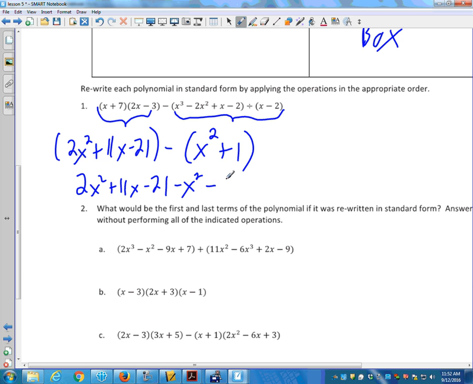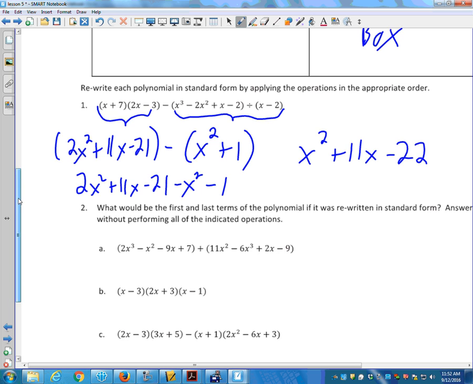Okay, so from that point then you're going to change the signs here, distribute your negative sign through, and then combine your like terms. I see x squared, plus 11x, minus 22. Agreed? Awesome. All right, and that's how you're going to do your order of operations.